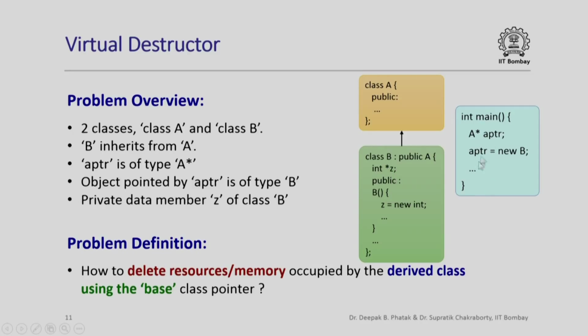Here is the main function. APTR is a pointer of class A, a pointer to an object of class A, and in this statement I am allocating a new object of class B and assigning it to APTR. But since an object of class B can also be viewed as an object of class A, the address of the newly allocated object of class B can also be viewed as an address of an object of class A, and therefore this assignment is fine.